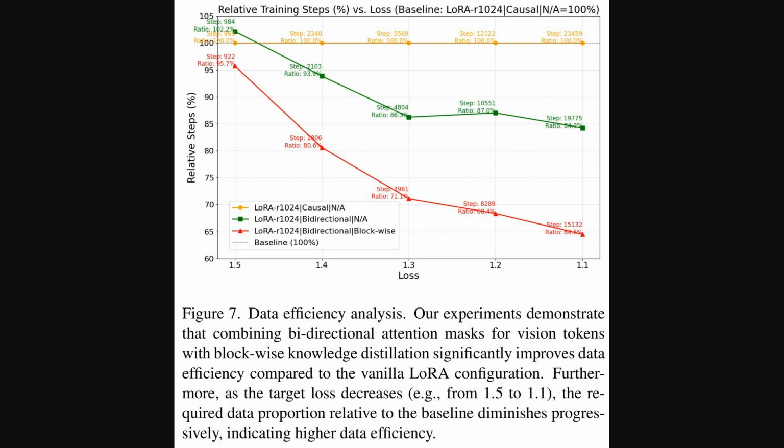Okay, so building on that loss comparison, this figure digs into the data efficiency of those different approaches. It's plotting the relative number of training steps needed to hit certain loss targets. The orange line is the baseline, just plain LoRA with causal attention. Now, look at the green and red lines again. The green line adds that bidirectional attention we talked about, and you can see it needs fewer steps. It's more efficient than the baseline. But the red line, that's the full VoRA setup with bidirectional attention and blockwise distillation, is significantly faster. For example, to reach a loss of 1.1, it only needs about 65% of the training steps compared to the baseline. So, yeah, that combination really speeds things up.